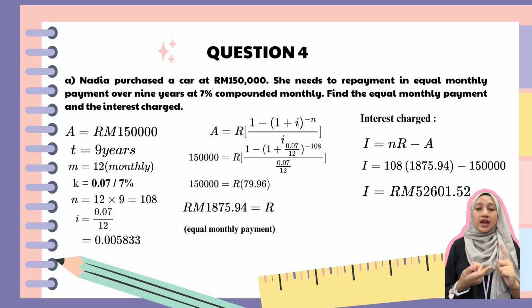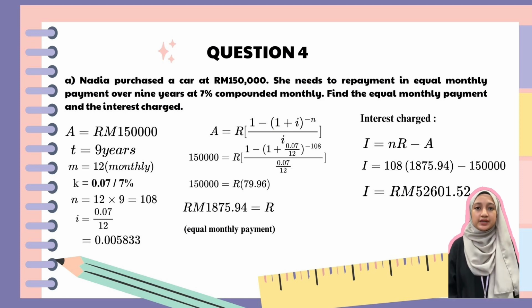How to find N? N equals M multiplied by T, 9 years, which is 12 multiplied by 9, so N equals 108. Lastly, we find I, that is 0.07 divided by 12, so I equals 0.005833. After that, we need to identify the formula to use. The formula is A equals R, open bracket, 1 minus open bracket 1 plus I close the bracket, powered by negative n, close bracket, per I. This means in this question, we need to find R.